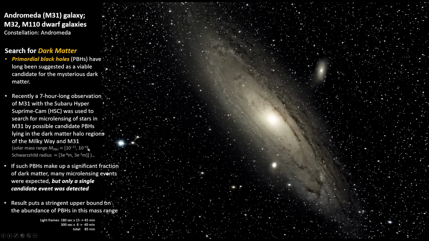And then another way of characterizing black holes is this event horizon radius, the Schwarzschild radius. And these primordial black holes that we're talking about in this region are really small, right? They have event horizon radiuses of between 3 millimeters and 3 nanometers. So you pack a lot of mass into a very, very small thing if you're a black hole.